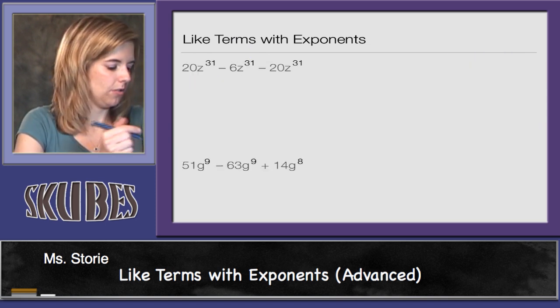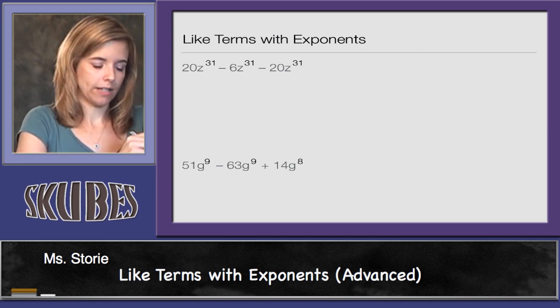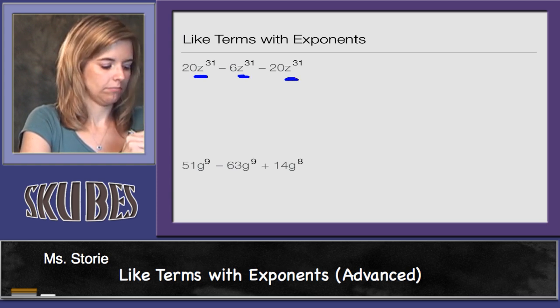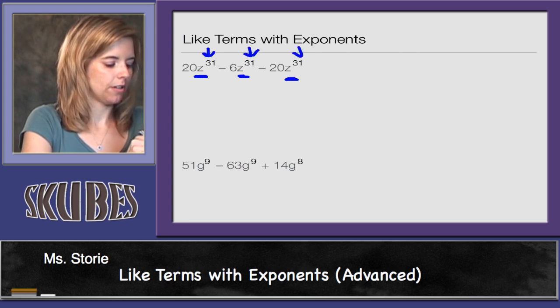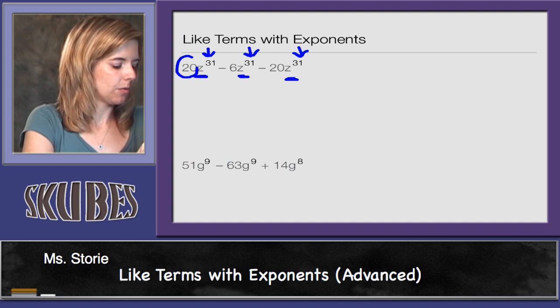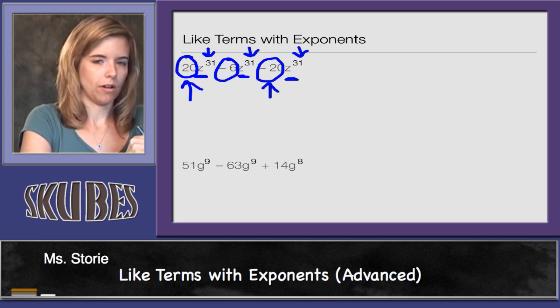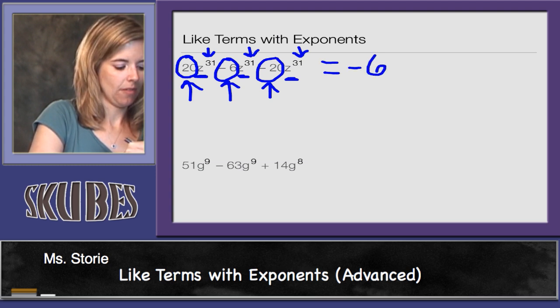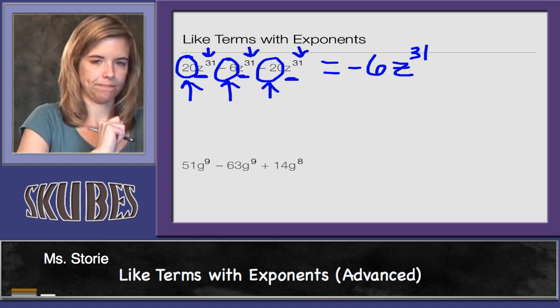Okay, next page. You've got 3 different terms. They all have to be like terms if you're going to add or subtract them. For this one, you've got a z and a z, and a z, all 3 of them. Now you've got to the 31st, to the 31st, and to the 31st. That means that you can take the 20, take away 6, take away another 20. If you have 20 and you take away 20, that's 0. So all you're left with is this negative 6. And then remember, you just recopy your variable and your exponent.